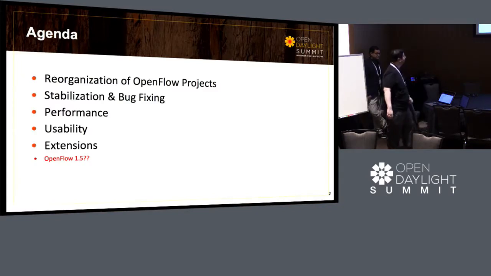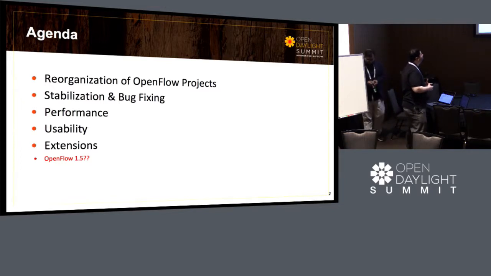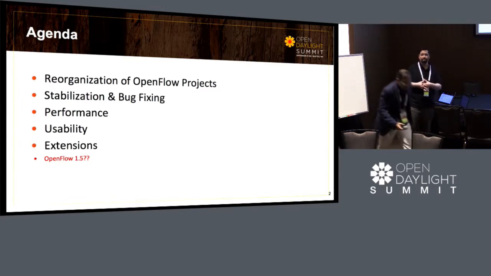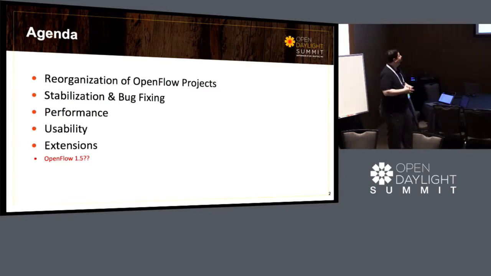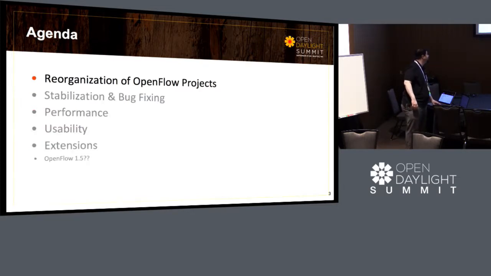So the topics that we'll discuss quickly: the first one is the reorganization of the OpenFlow projects. Let's go through the topics one by one: stabilization and bug fixing, performance, usability extensions, and OpenFlow 1.5. I've skipped OpenFlow 1.5 actually.